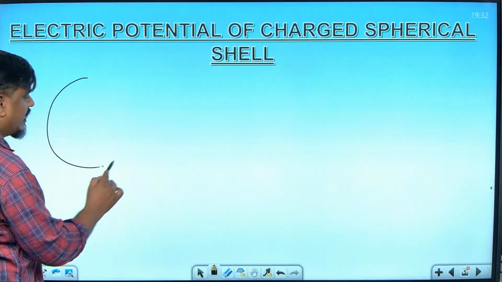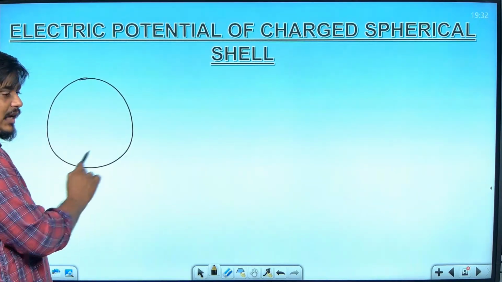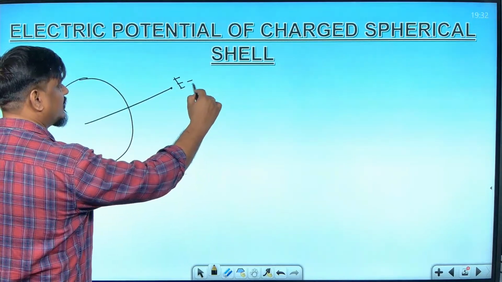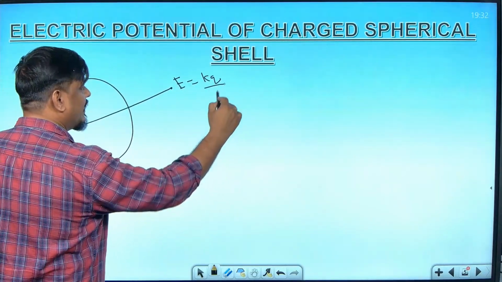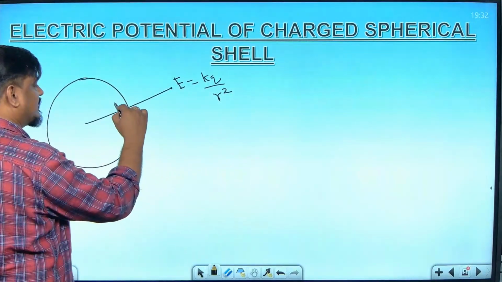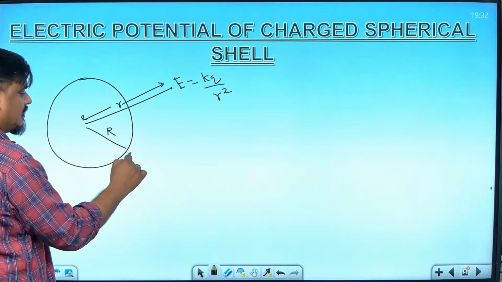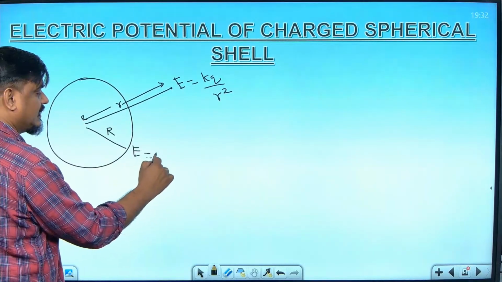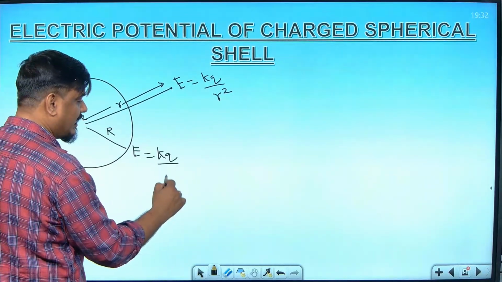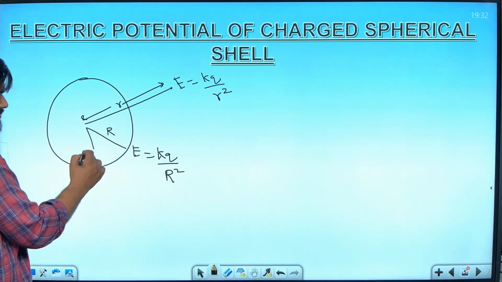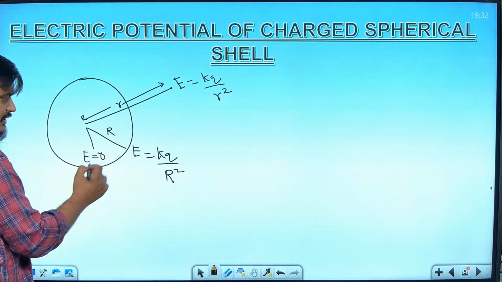Electric field is 0 inside the shell. Outside the shell, the value of electric field is how much? KQ by R square, if this is R. If you take radius as R, then the value of electric field is KQ by R square, and at a point inside, electric field is 0. Am I right?